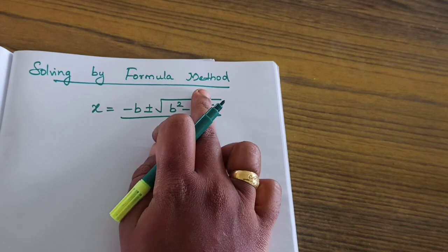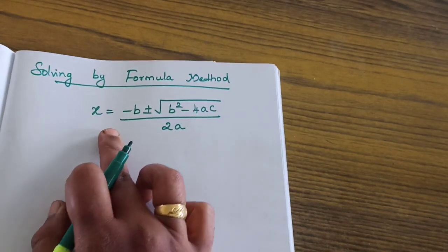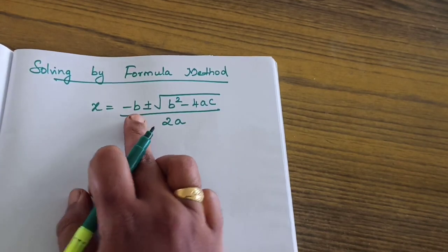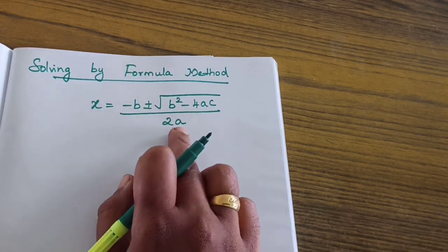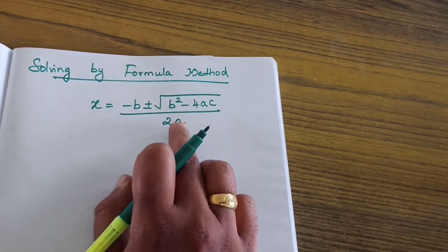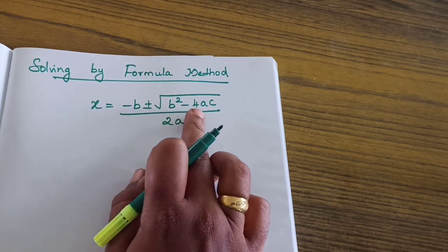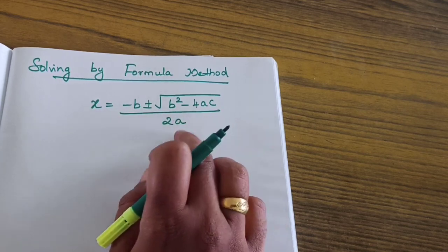Now solving by formula method. You need to study this formula. X is equal to minus b plus or minus square root of b square minus 4ac by 2a. Let's learn this, students. Minus b plus or minus square root of b square minus 4ac by 2a.